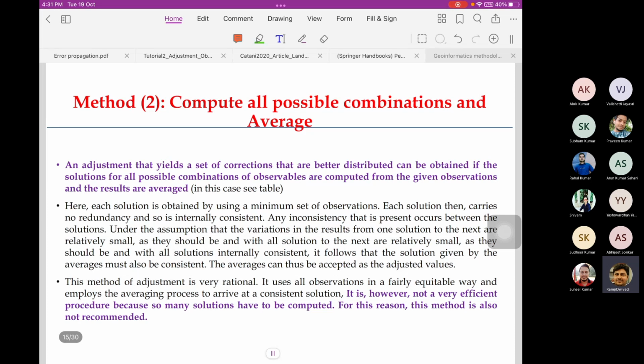Okay, so you can read this. It is a good to go approach, but it's not an efficient procedure because so many solutions have to be computed. For this reason, this method is not recommended.